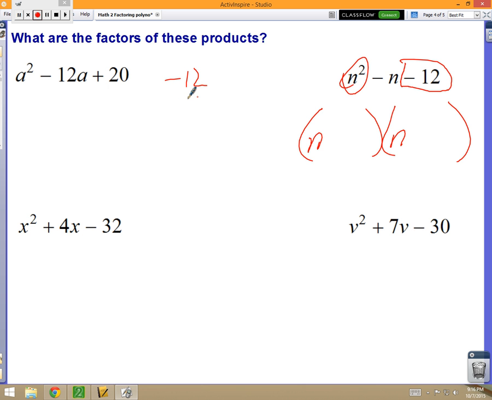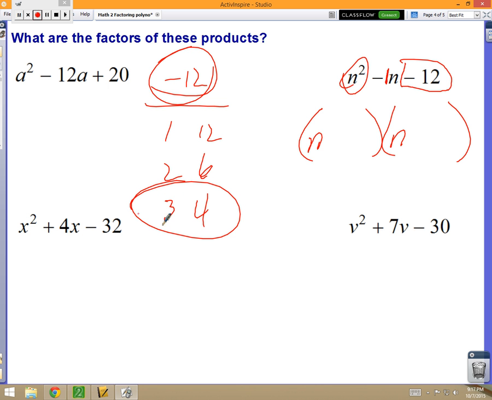Okay, there's only a couple ways to times and get 12. 1 and 12, 2 and 6, 3 and 4. And the only way you can times and get a negative is if one of them is plus and one of them is minus. One of them is positive, one of them is negative. Okay, you add to get the middle, and the middle is a minus 1. So which one of these am I going to add, and it's going to give me a minus 1. And then you're going to go with the 3 and the 4.